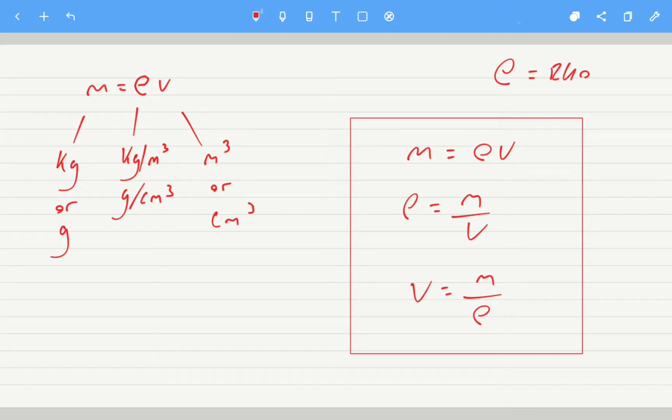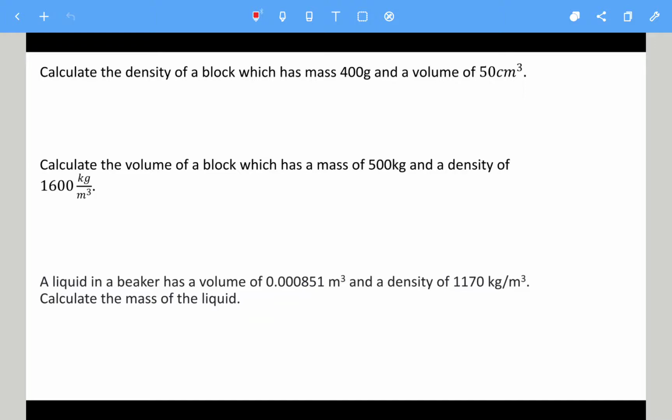And then let's do some questions. If you want to pause and have a go at these, then I'll take you through the answers. The first one: calculate the density of a block which has a mass of 400 grams and a volume of 50 cubic centimeters. Relatively straightforward. The density is mass over volume by definition. 400 divided by 50 is 8 grams per centimeter cubed.